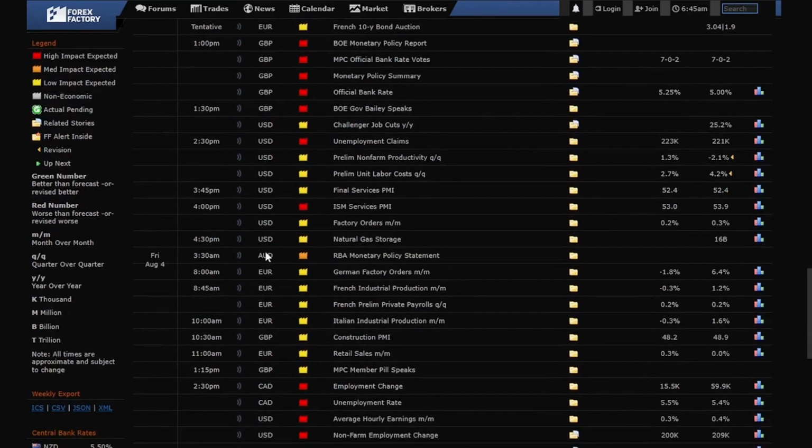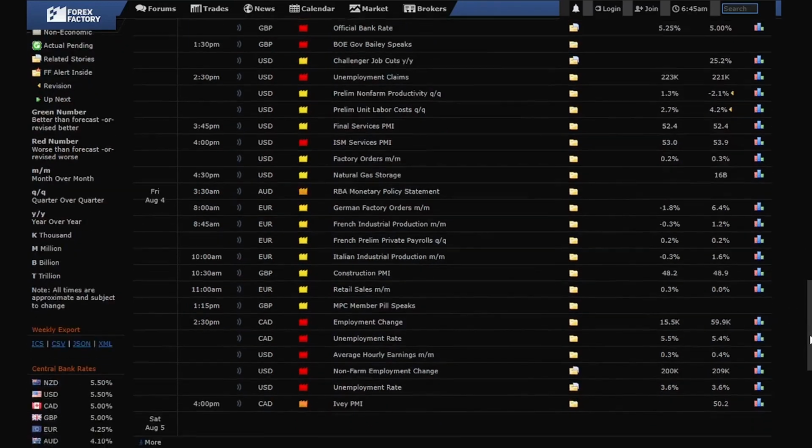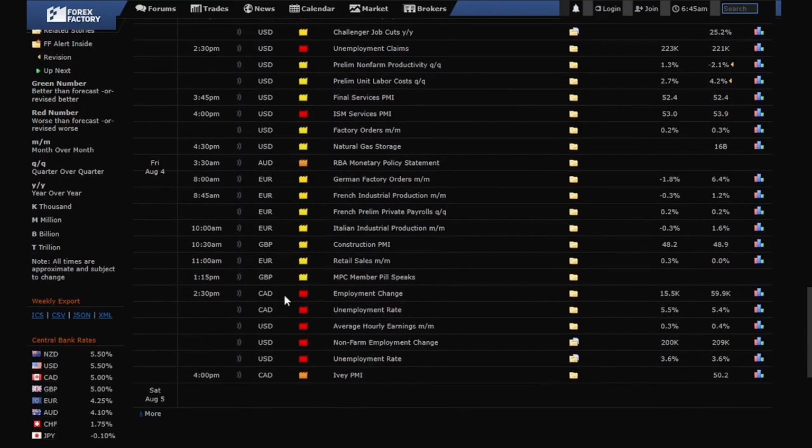And on Friday we have AUD news at 3:30 a.m., RBA monetary policy statement. At 2:30 p.m. we have CAD news: employment change, CAD unemployment rate, USD average hourly earnings, USD non-farm employment change, USD unemployment rate. We also at 4 p.m. have CAD Ivey PMI. So that's all we have on the Forex Factory calendar, guys, as you can see.